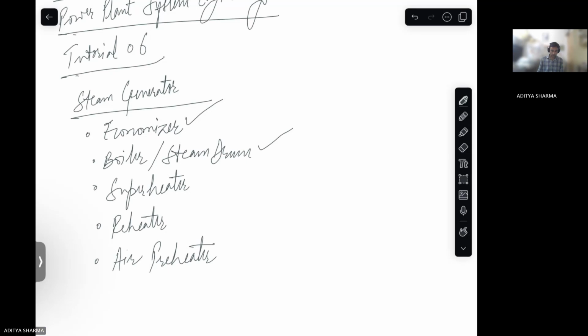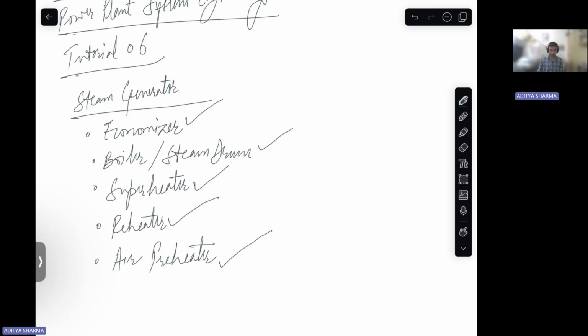Okay, then is your superheater. So we have discussed superheater, that how it heats the steam, right, and then removes the moisture content of the steam, right? And then is your reheater. So from the high pressure turbines, when the steam exits, it is again reheated, right, and then expanded. So reheater also we have discussed previously.